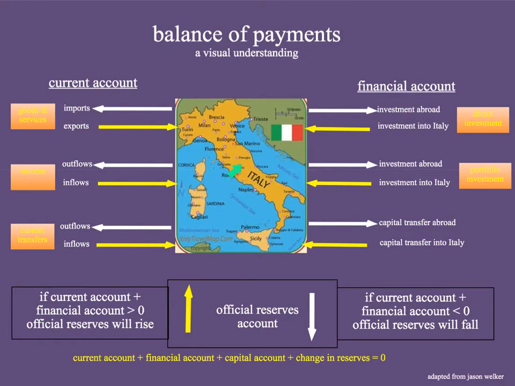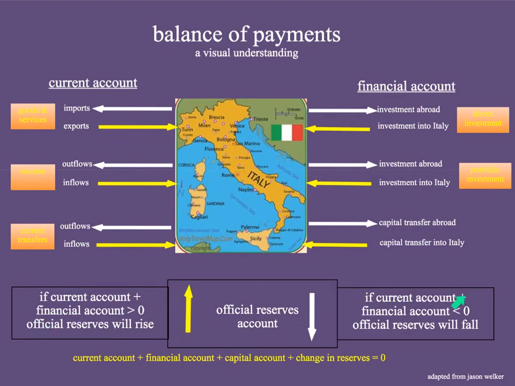Say at the beginning of 2015, there's 100 euros sitting in Italy. All of these transactions start, all this stuff happens, and at the end, if there are more inflows, more yellow transactions than white transactions, then at the end of the year there will be more reserves. There will be 125 euros sitting in Italy. And therefore, official reserves will rise.